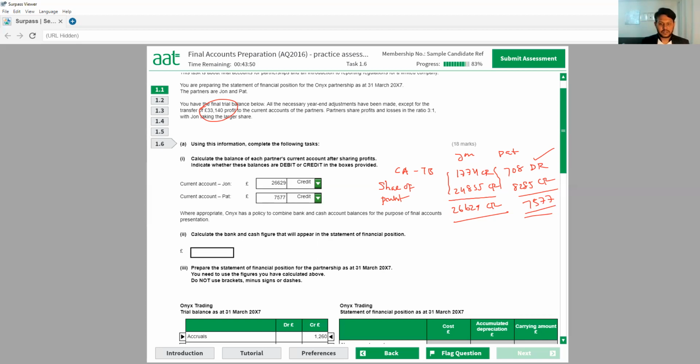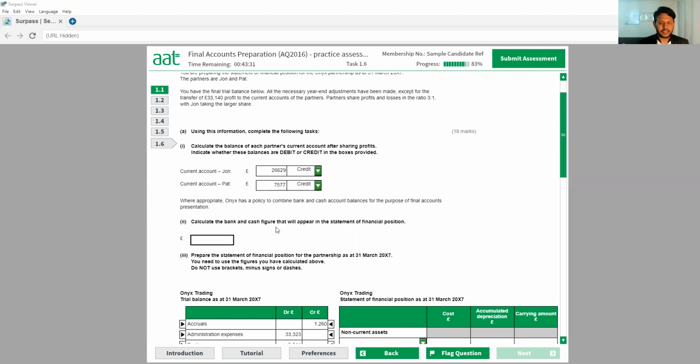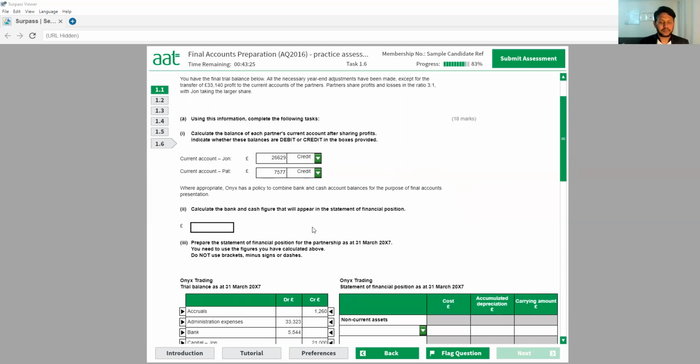All right, let's have a look. What is the next question? The next question we have here says, where appropriate, Onyx has a policy to combine the bank and the cash account balance for the purpose of final account preparation. Calculate the bank and the cash figure that will appear in the statement of financial position. Okay, so bank and cash, how much are you going to show on the financial statement? So let's have a look.